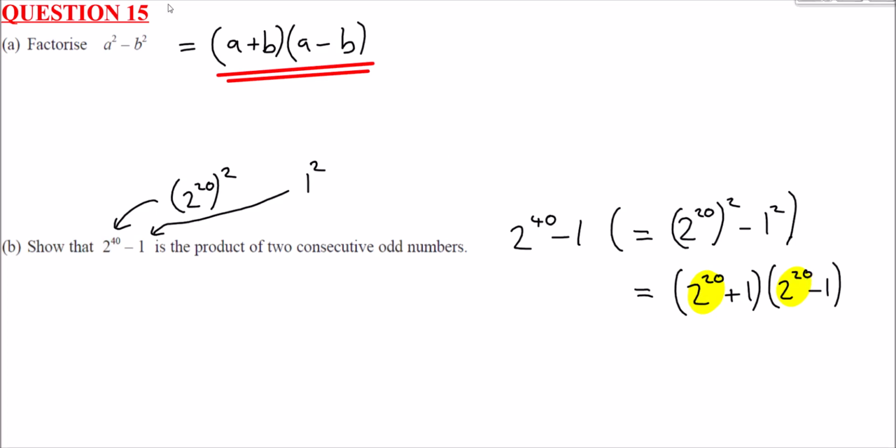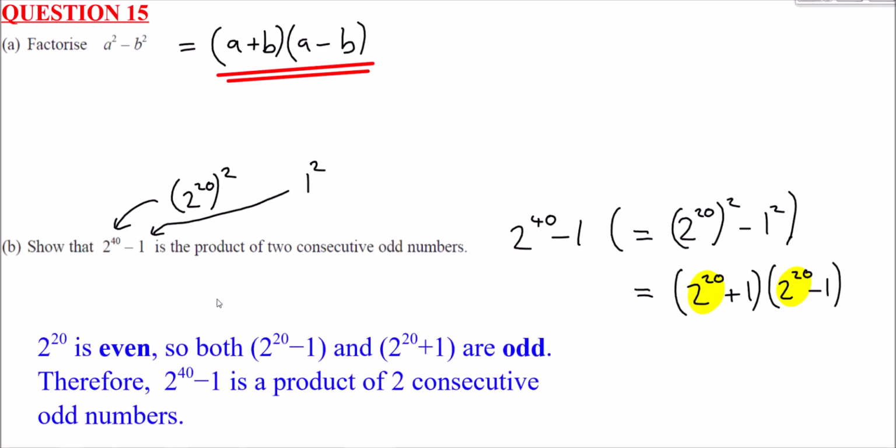So it's just saying that in words. Something like this would be what I'd suggest you do. 2 to the power 20 is even, so both 2 to the power 20 minus 1, in other words this bracket, and 2 to the power 20 plus 1, this one, are both odd. So we've got an odd multiplied by an odd, which by definition is a product of two consecutive odd numbers. So therefore, 2 to the power 40 minus 1 is a product of two consecutive odd numbers. Say this clearly to conclude, to make sure you get full marks in the bag.